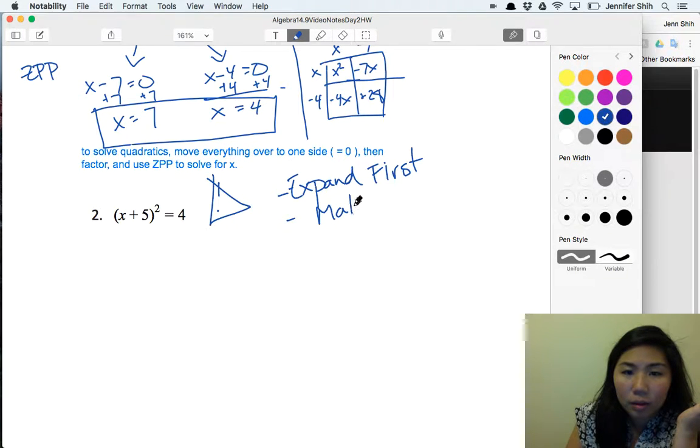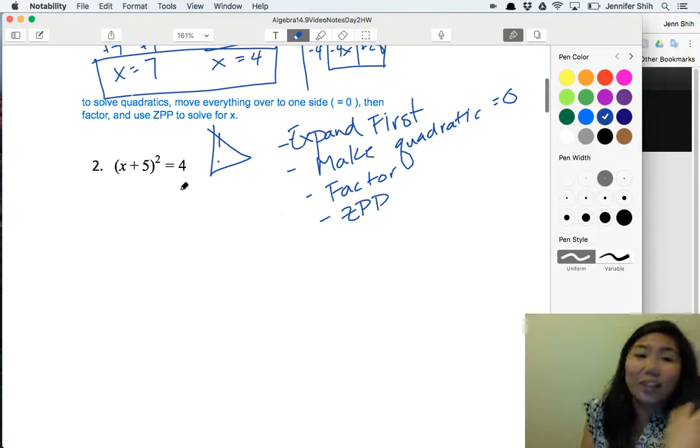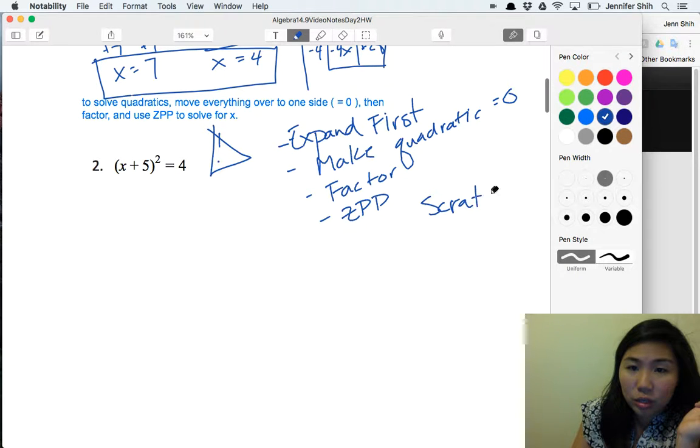make the quadratic equal to 0, and then factor and solve using ZPP. So this is our game plan here. When you see something like this and I just say, solve for x, we're going to have to expand first in our scratch work.